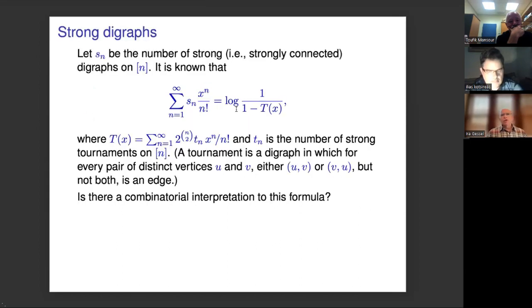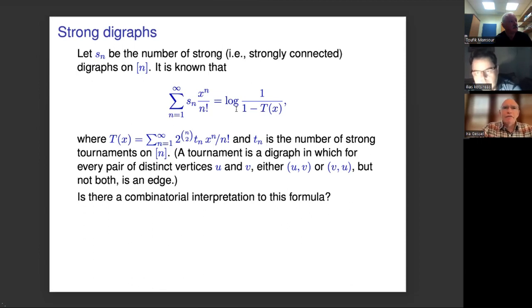Okay, moving on to a totally different topic. There are all kinds of identities in combinatorics that you can ask for a combinatorial proof of, and these are just a few that I've come across that I thought were particularly interesting. So this one involves what are called strong digraphs or strongly connected digraphs.